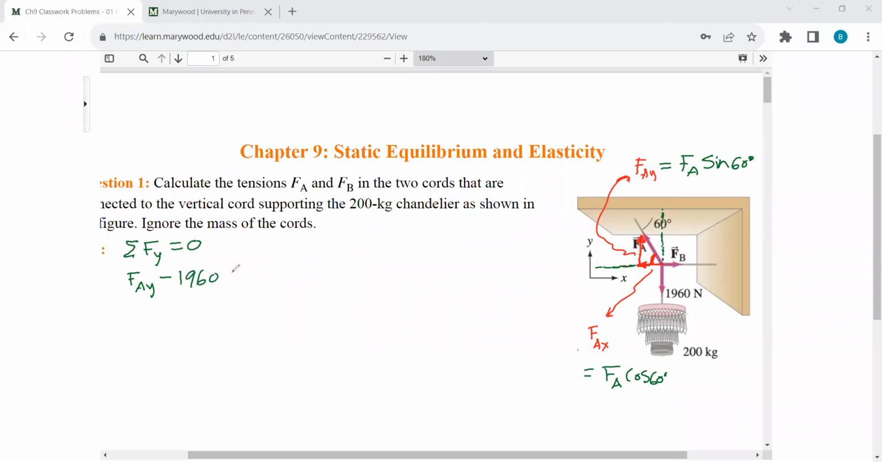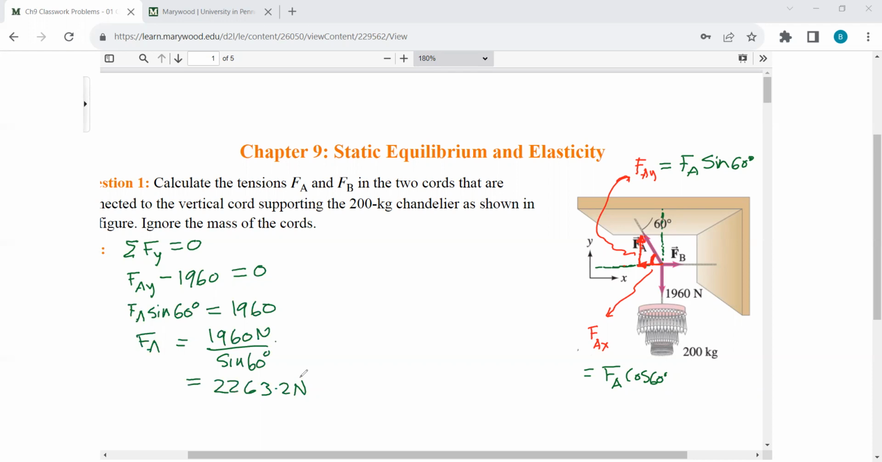1960 Newton equal to 0. Now Fay is Fa sine 60 degree, that is equal to 1960 Newton. So Fa is 1960 Newton divided by sine 60 degree, and this is equal to 2263.2 Newton. Okay, all right, so we get Fa.